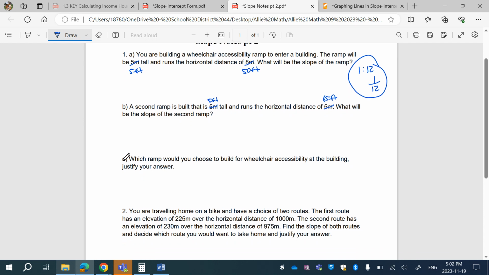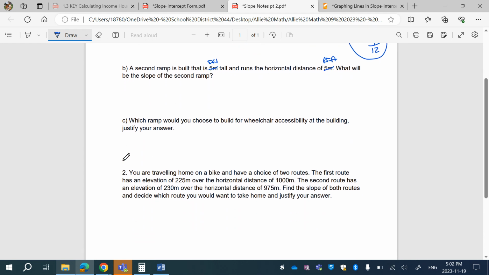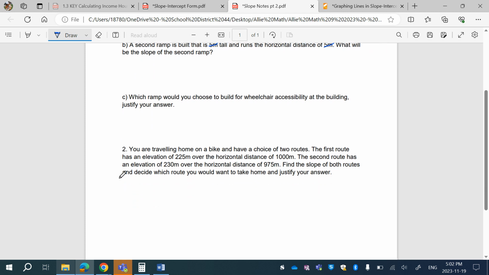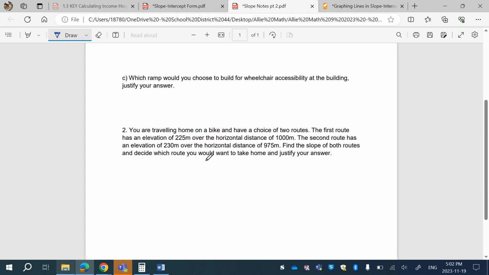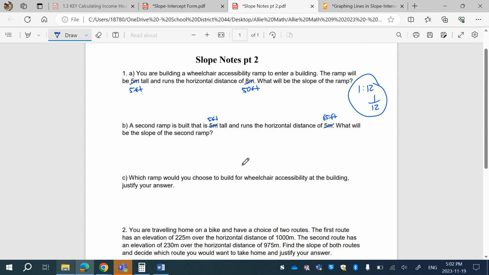Answer this question as well. Which one would you choose? And then answer number 2. So you're biking and there are 2 different elevations over certain distances. Which one would you choose? This one's a little bit more subjective than the first one, but try those on your own.